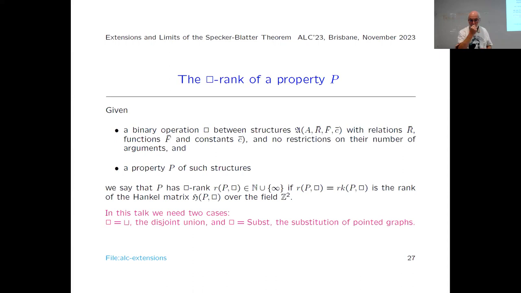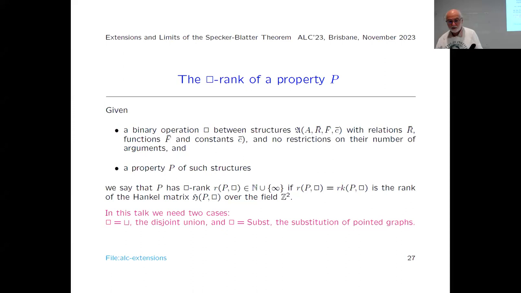So what interests us now is you are given a binary operation of the type I indicated, and you take arbitrary relational structures. It doesn't matter now whether it is graphs, and it doesn't matter whether the relations are binary. And you take a property of those structures, and then you form the Hankel matrix accordingly. And this Hankel matrix has a rank over the field Z2, and we call this the rank of the property with respect to an operation.